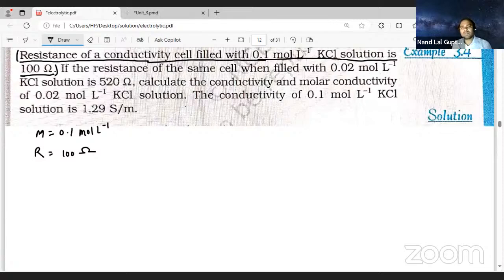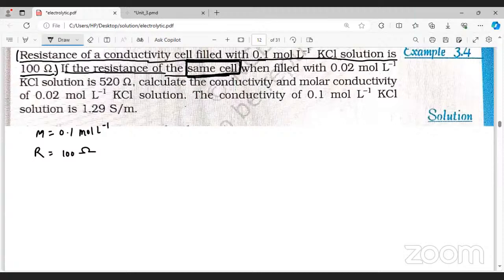Resistance of the conductivity cell, that is, the resistance of the same cell. What is the very, very important point here? You need to keep in mind that the same cell is there. If the cell is the same, then the cell constant will also be the same. Getting my point?